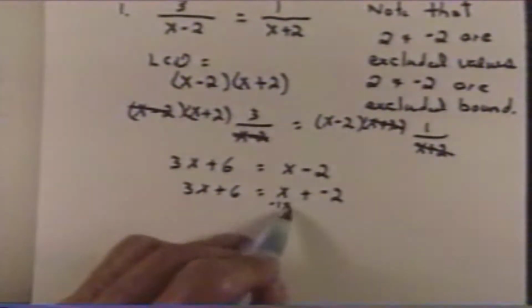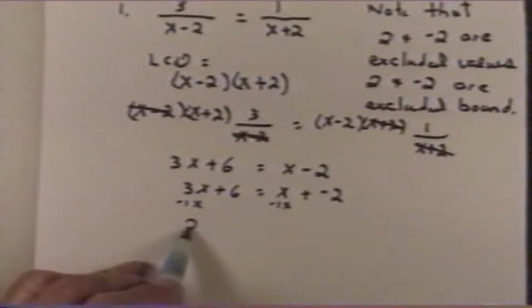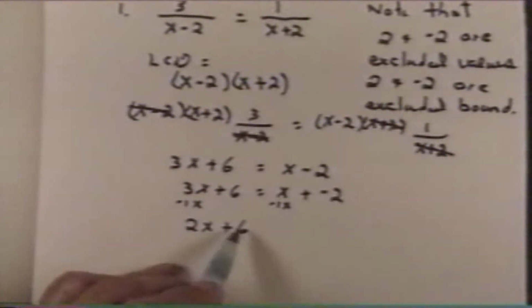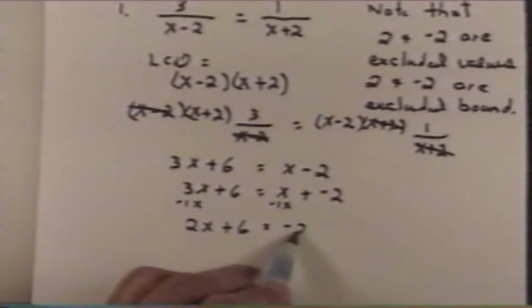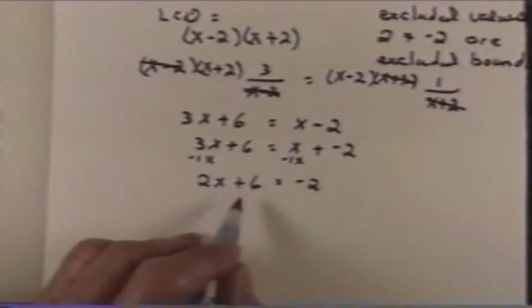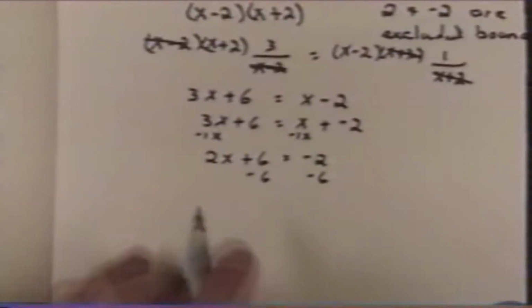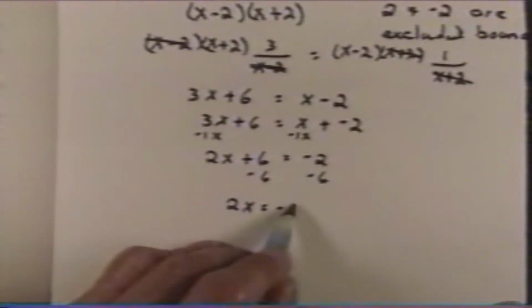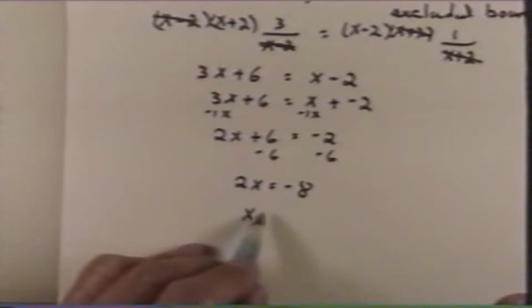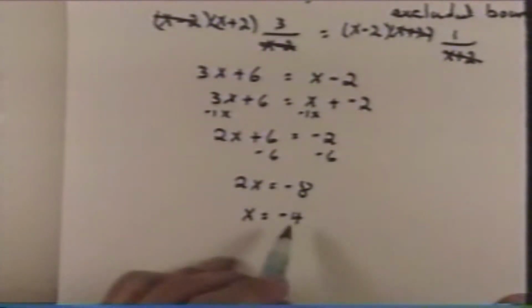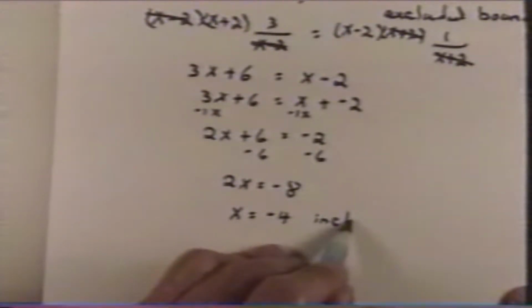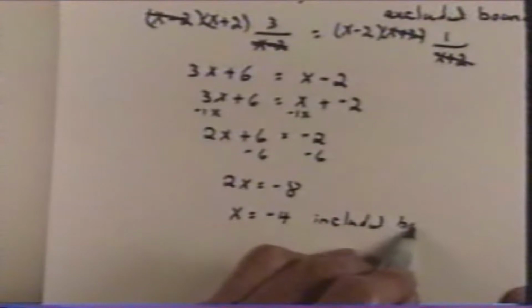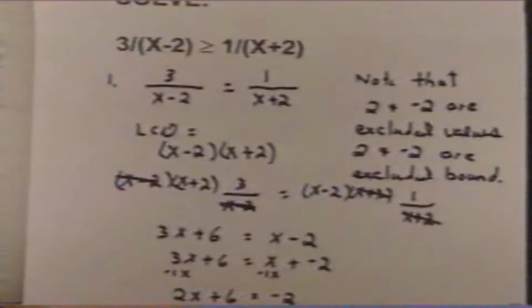Add a -1x to both sides, and I get 2x plus 6 is equal to -2. Add a -6 to both sides, and I get 2x is equal to -8. Divide by 2, I get x is -4. So -4 is an included boundary. I know it's included because we started with greater than or equal to.